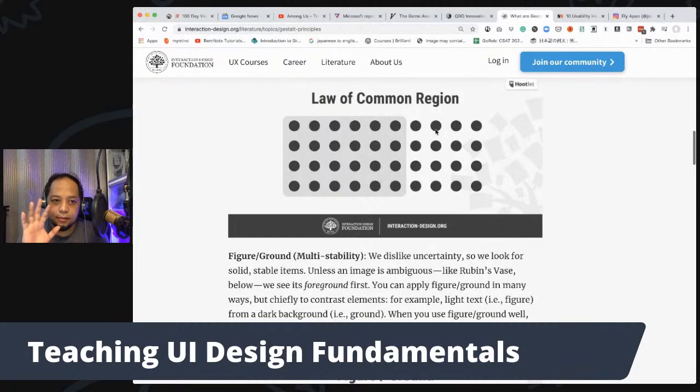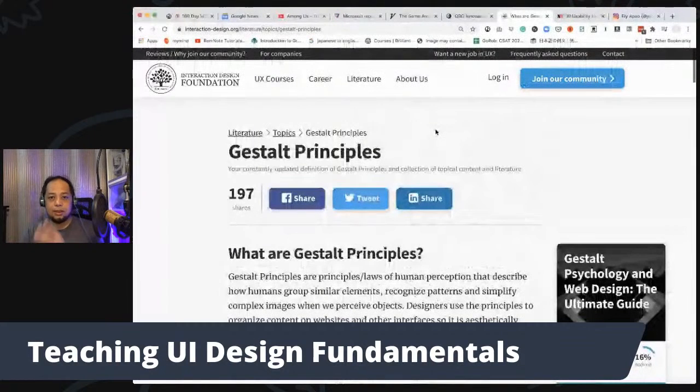So the guideposts, the maps that I normally use when teaching user interfaces, the most common one is Gestalt Principles first. I highly recommend going through the Interaction Design Foundation's article on Gestalt Principles, and they also have some online lectures about it.